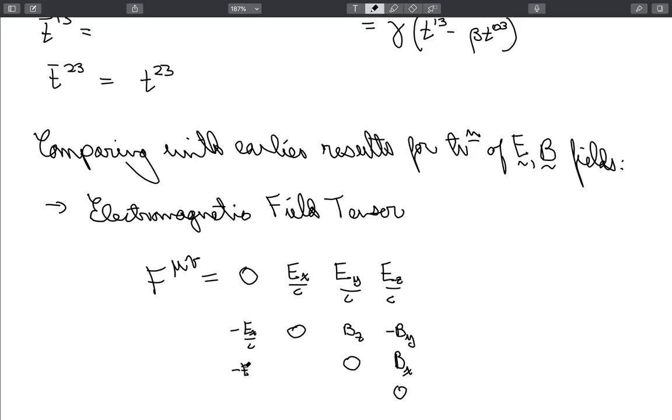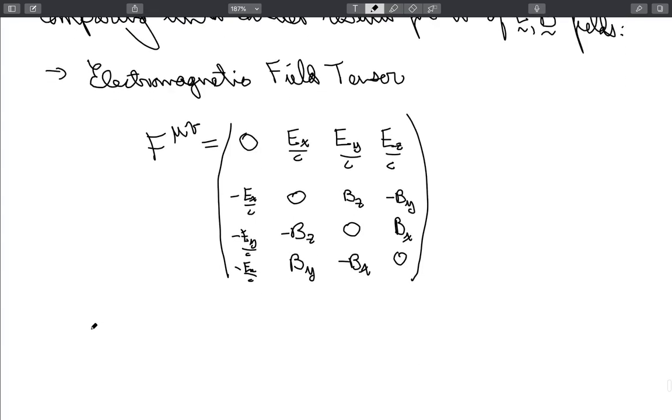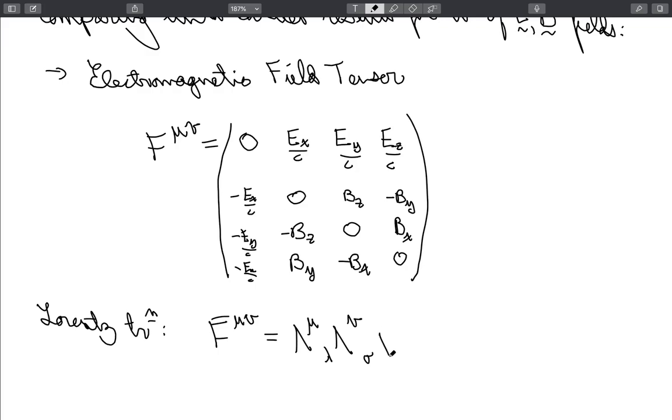And then antisymmetric: minus EY over C, minus EZ over C, and then minus BZ, BY, and minus BX. Okay, so the point of this notation here is that the Lorentz transformation is simply this one. The F bar mu nu is just twice the application of the Lorentz matrix onto this. Okay? It's as simple as this. So with this proper choice of combination of the elements and arrangement of the elements inside the tensor, the Lorentz transformations become as simple as doing these sums here.